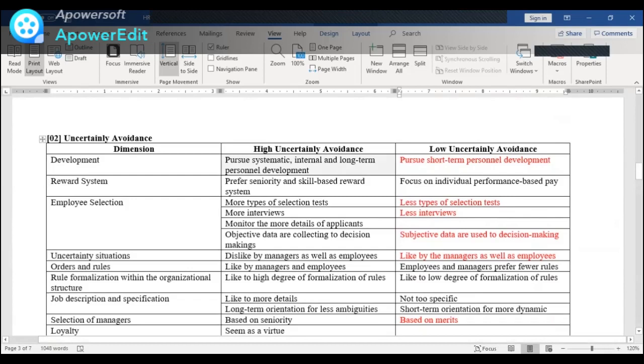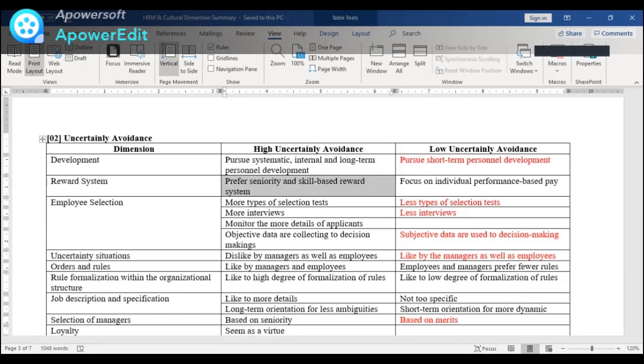In high uncertainty avoidance culture, they pursue systematic, internal and long-term personal development. However, in low uncertainty avoidance culture, they pursue short-term personal development. Then reward system. In high uncertainty avoidance culture, they prefer a seniority-based and skill-based reward system, blending seniority and skill. But in low uncertainty avoidance culture, they focus on an individual performance-based pay system.